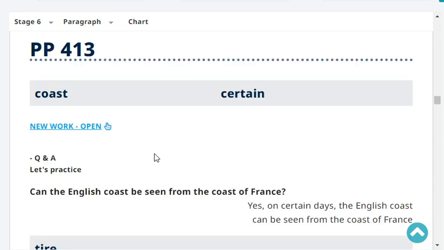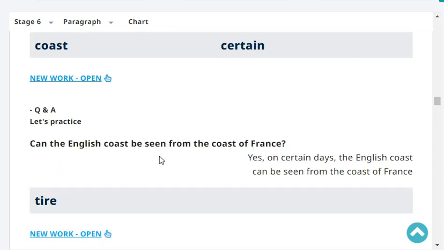Okay, next. Can the English coast be seen from the coast of France? Yes, on certain days. The English coast can be seen from the coast of France. Very good.